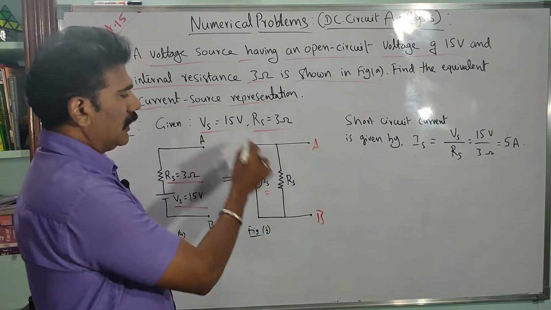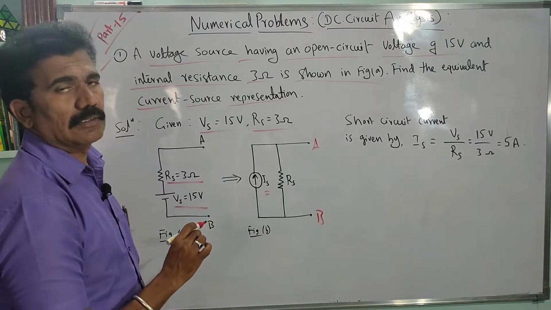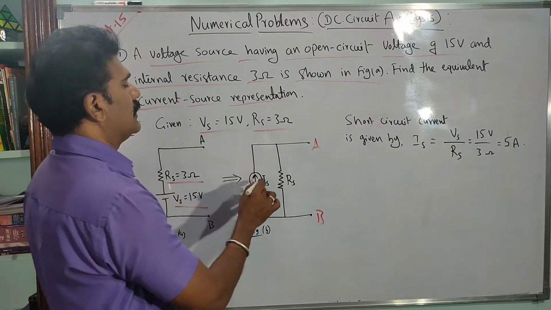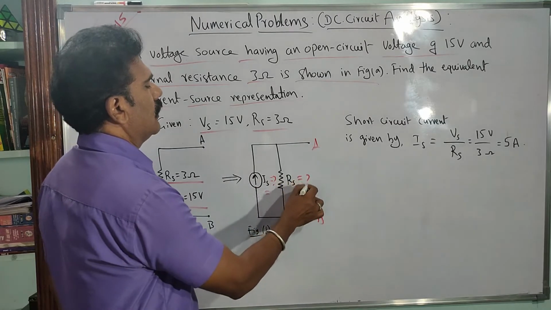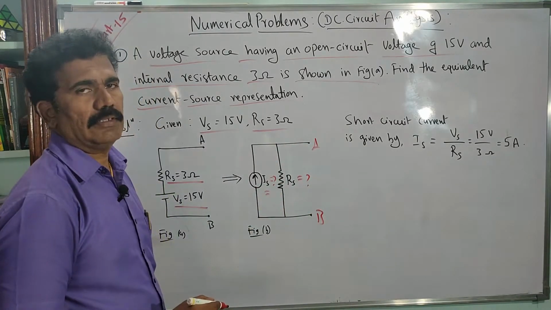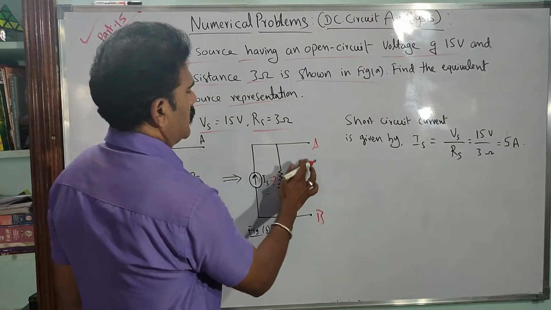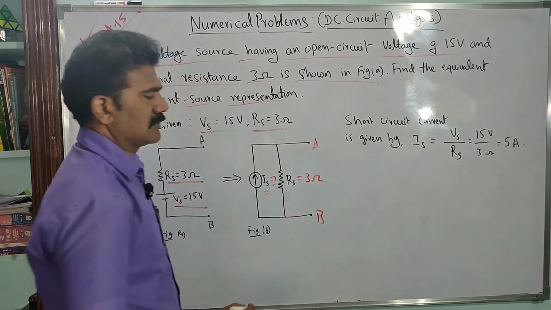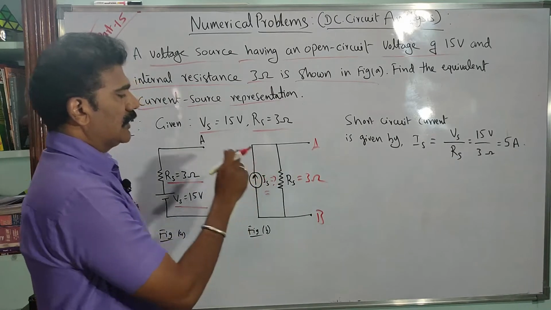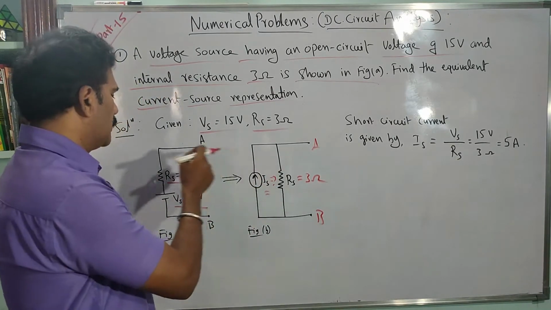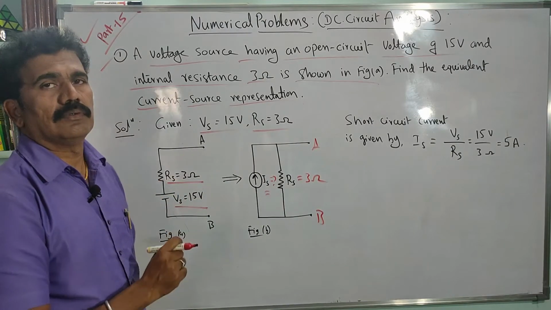Now you can write down the equivalent current source diagram directly, but we need to mention the value of IS and the value of RS. It is very simple. RS will not change; RS is the same resistance, so you can write it directly. The 3 ohm resistance must be connected in parallel with the current source. But what is the value of that current source? It must become equivalent to this 15 volt voltage source.